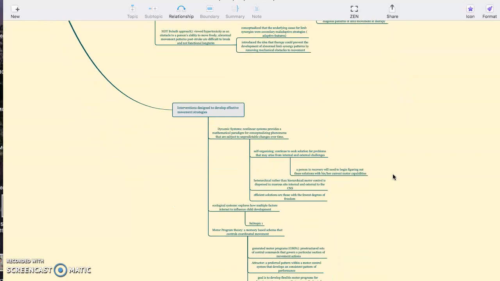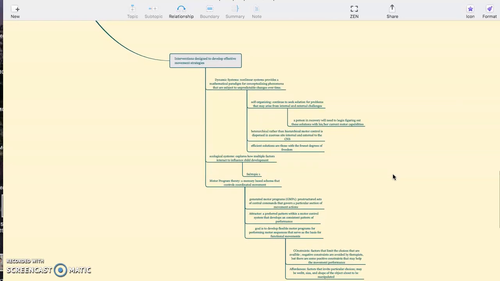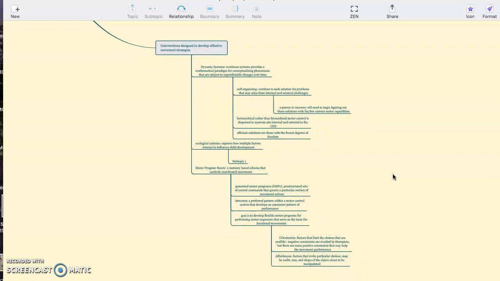Finally, we have the interventions designed to develop effective movement strategies. These systems include the dynamic systems, ecologic systems, and motor program theory. In dynamic systems, we have a nonlinear system that provides a mathematical paradigm for conceptualizing phenomena that are subject to unpredictable changes over time. So this intervention believed that it was self-organizing, or that they would continue to seek solutions for problems that may arise from internal or external challenges.